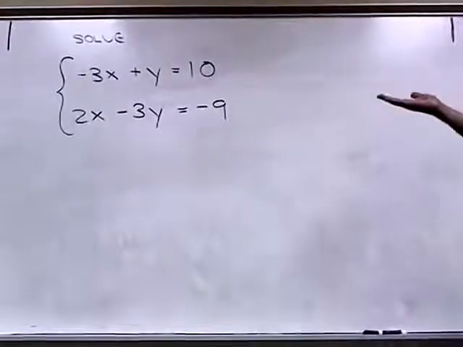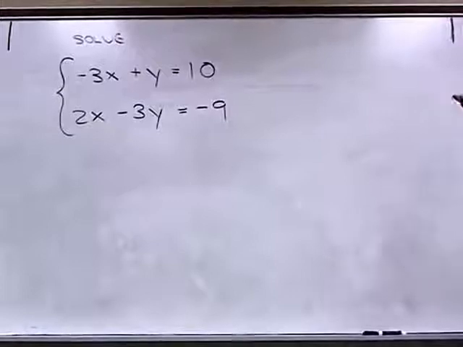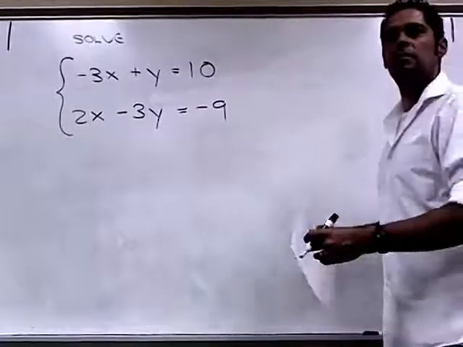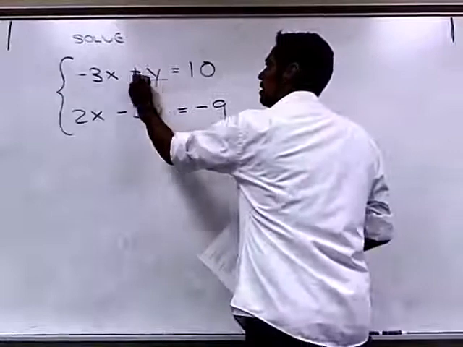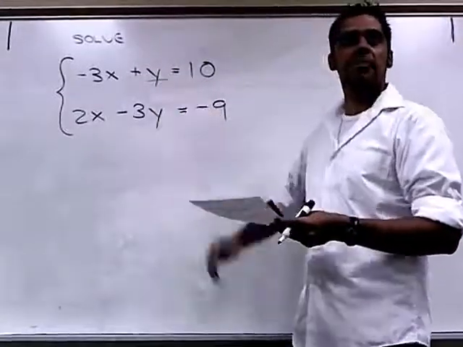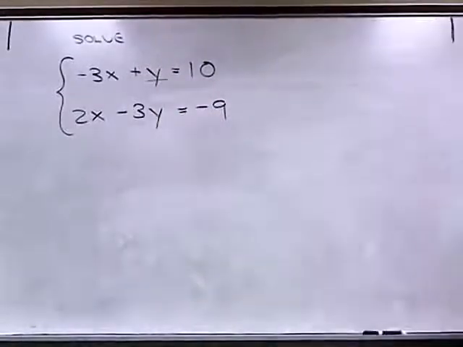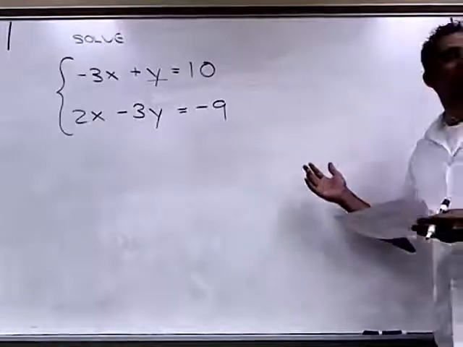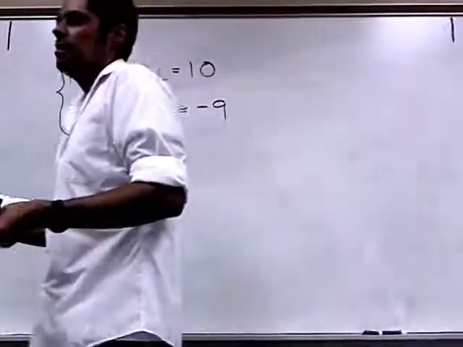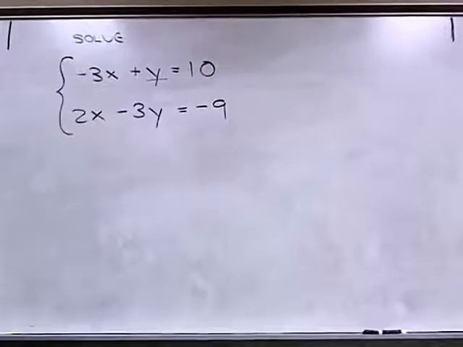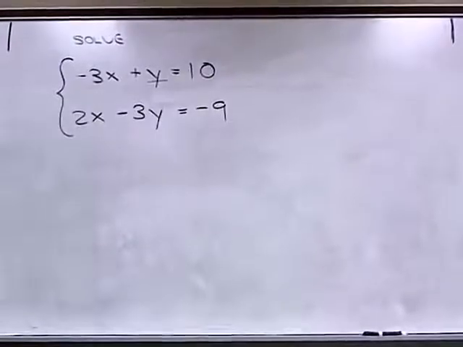So do any of those look like they're easy to solve for? Top equation, which variable? The y, right? Because it doesn't have a number in front of it. So that looks like it would be the easiest one to solve for. Now what if they all had numbers in front of them? You just got to pick one, right? And sometimes that's just a crapshoot. You just try something and see where it goes.